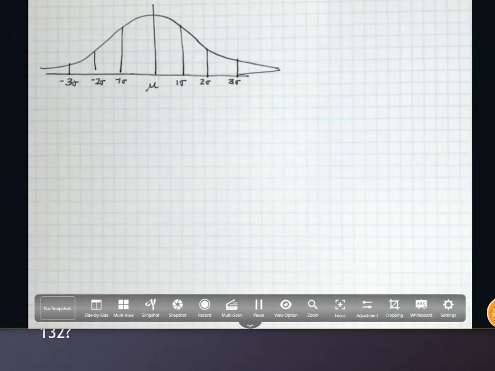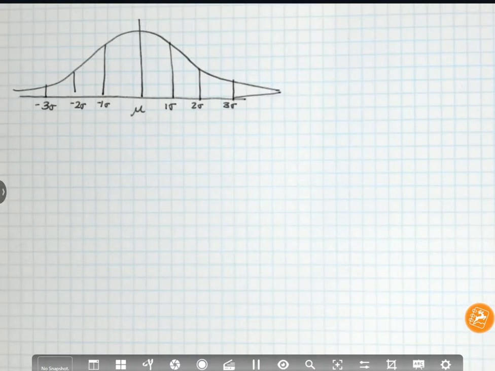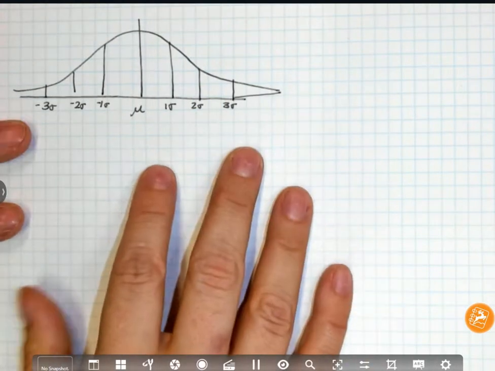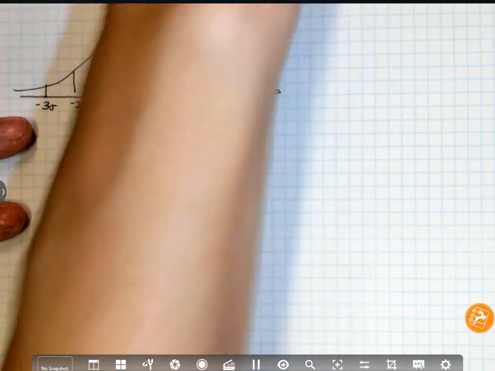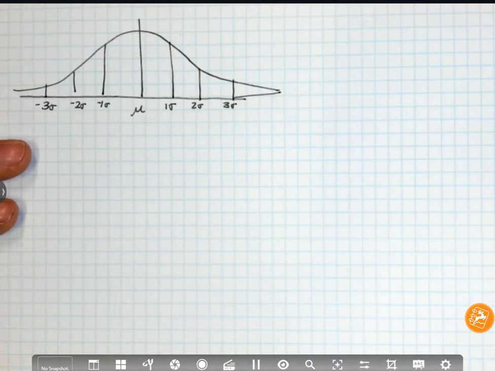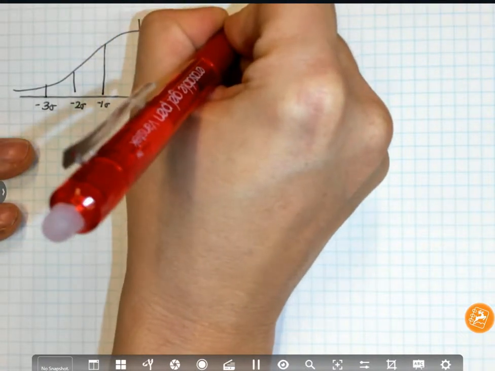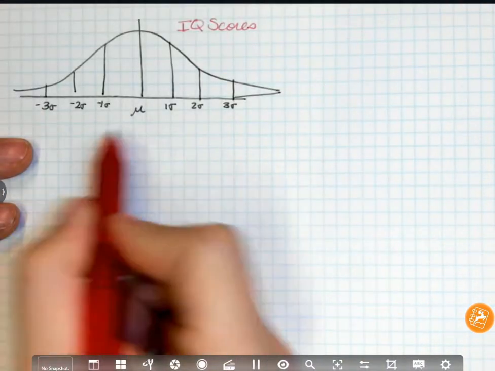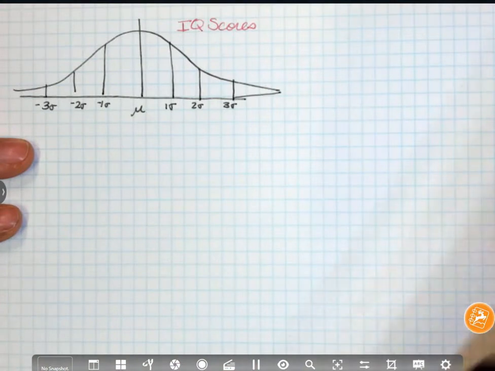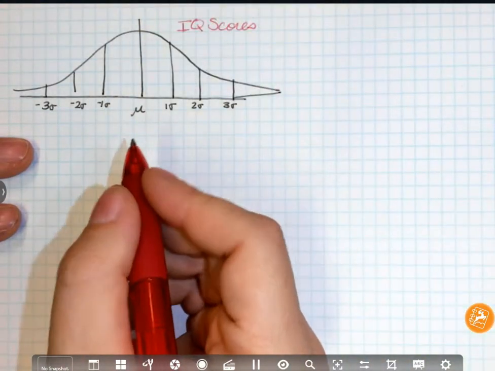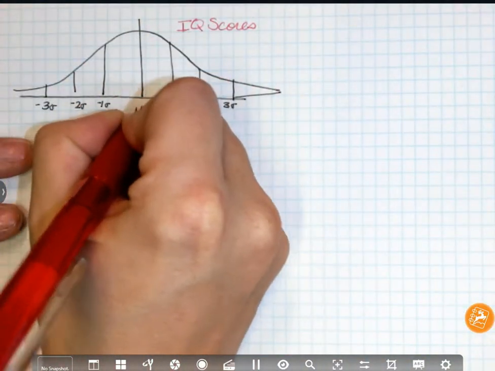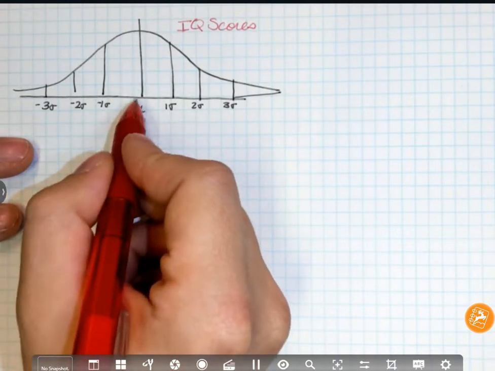Let me show you how it's done. So this is the general setup for the normal curve. What am I talking about? What's my context? IQ scores. So I'm going to title this IQ scores. That's what's going to be along this axis here. What is your average IQ score? 100. So that goes in the middle.